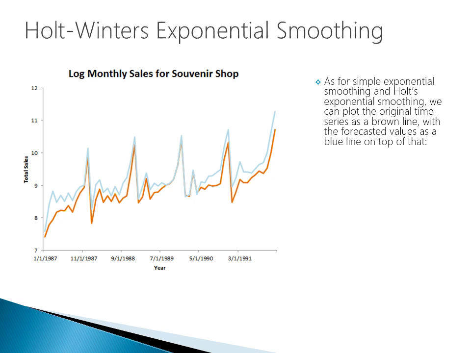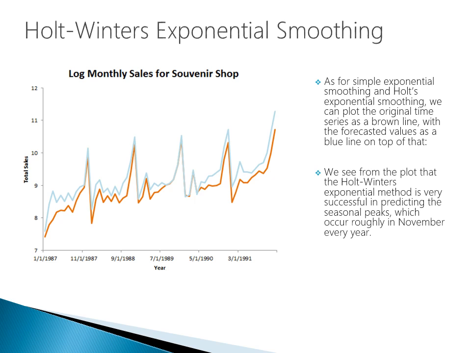As for simple exponential smoothing and Holt's exponential smoothing, we can plot the original time series as a brown line with the forecasted values as a blue line on top of that. We see from the plot that the Holt-Winters exponential method is a very successful method in predicting the seasonal peaks, which occur roughly in November every year. So just the shape of the line seems to mimic what we see in the data set very well in this case.